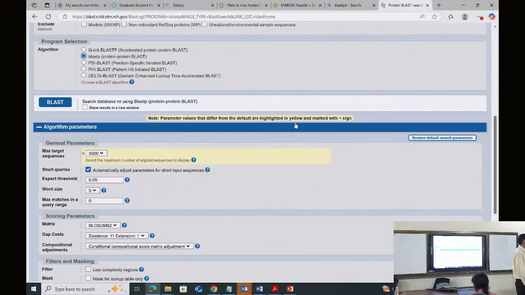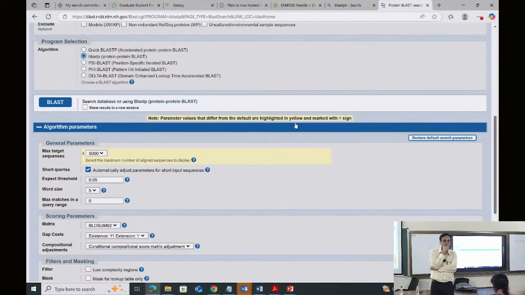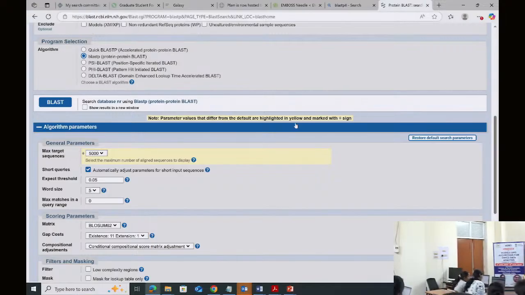Oh, still searching. Okay. So while it is searching, why not you go to NCBI and get a coding sequence for this one, and then perform nucleotide BLAST. Coding sequence for retinol binding protein. Oh, you have got it? Okay, so once you have got it, then you have to do nucleotide BLAST.